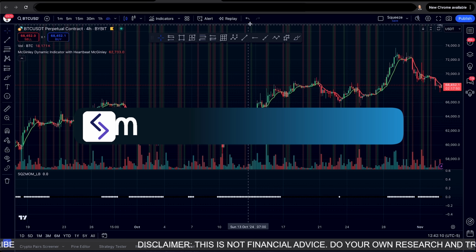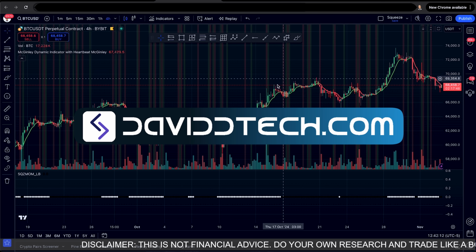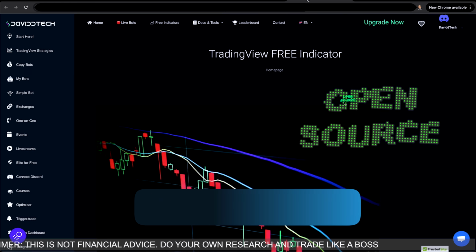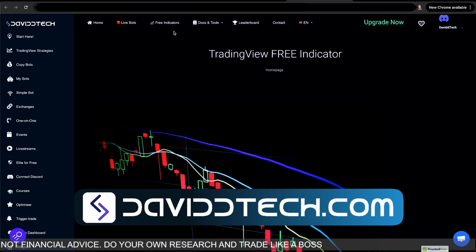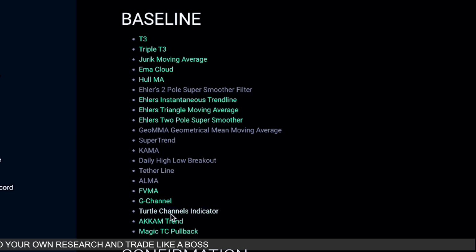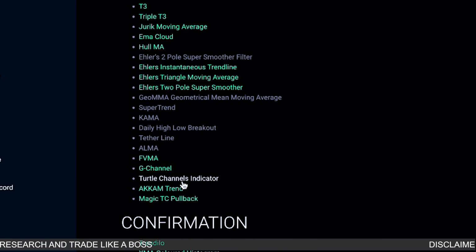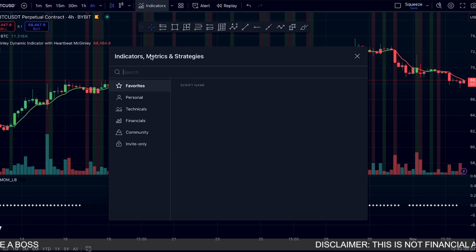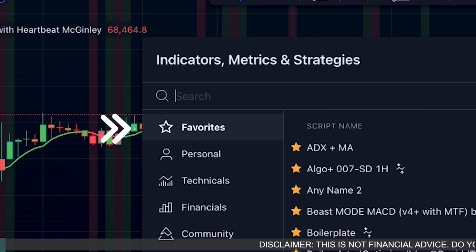You simply need to go over to davidtech.com. These are free and open source indicators, including the McGinley dynamic. We go over to davidtech.com, click free indicators at the top here. Then you can choose any one of the indicators, click on it, add it to your favorites, and you'll get the free and open source version in your indicators in the favorites here on TradingView.